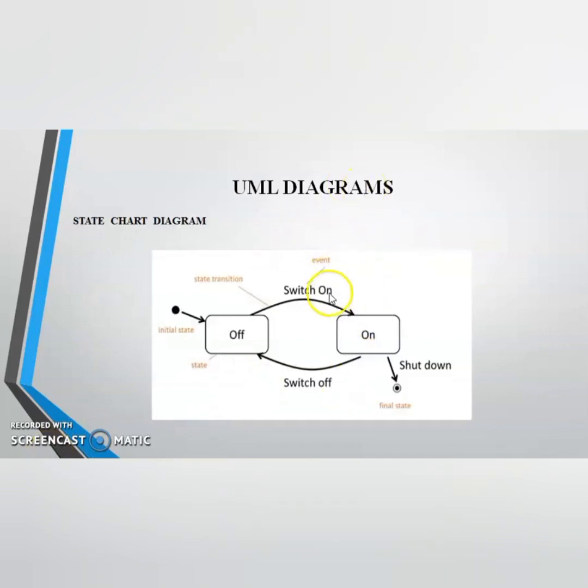Here we see the state chart diagram. This is a state chart diagram for switching on and off. The initial state is represented by a circle with a mark, and first the initial state is given to the off state. Once it is switched on, it goes to the next state, that is the on state, and from this on state, if you give switch off, it will pass to the off state. These are the states, and these are the events between the states. This arrow represents the state transition. For shutdown, the final state, we use a double circle.